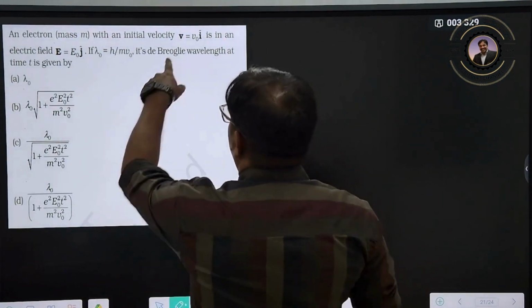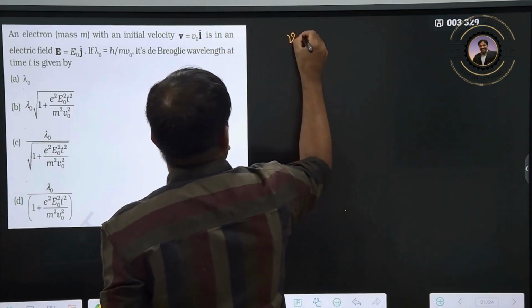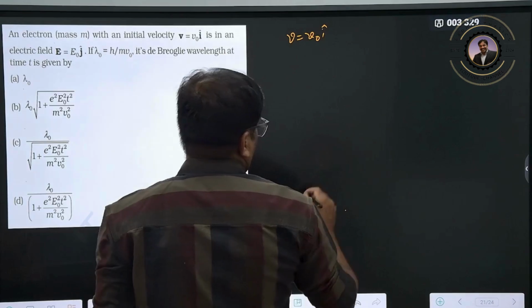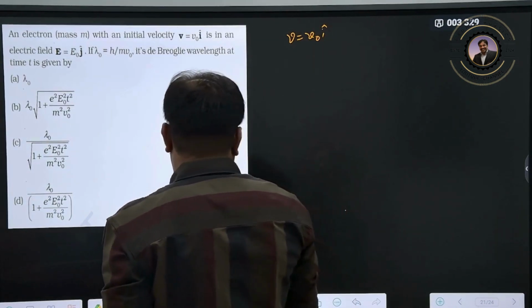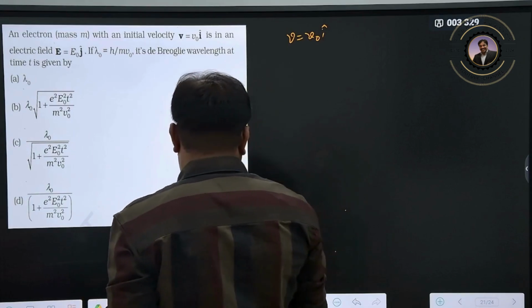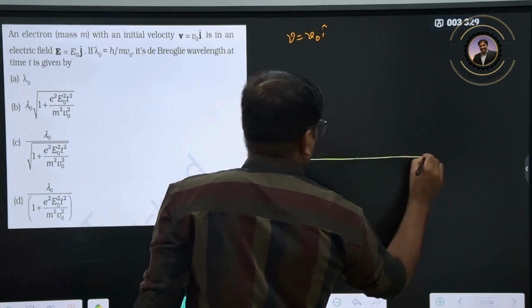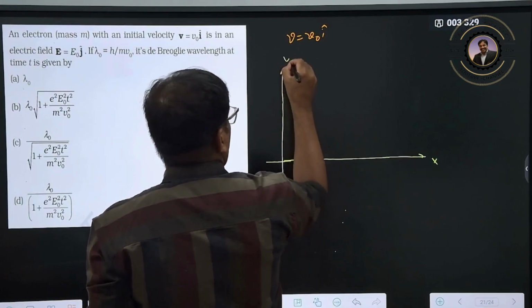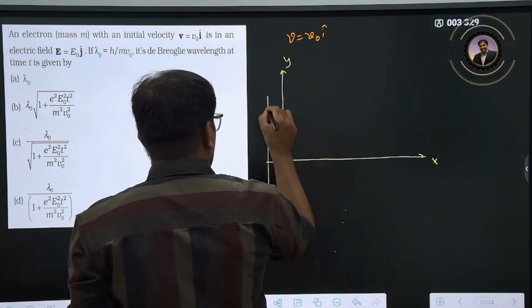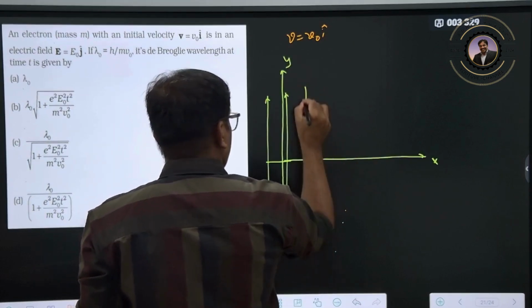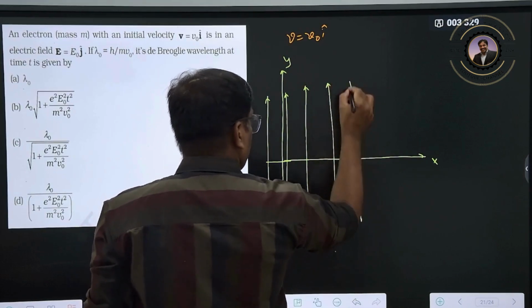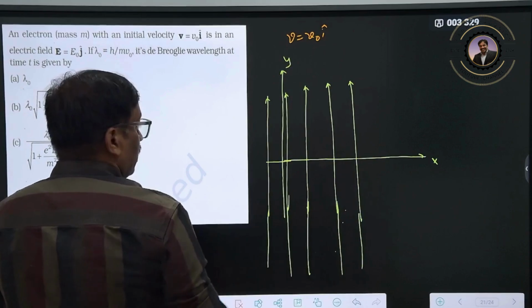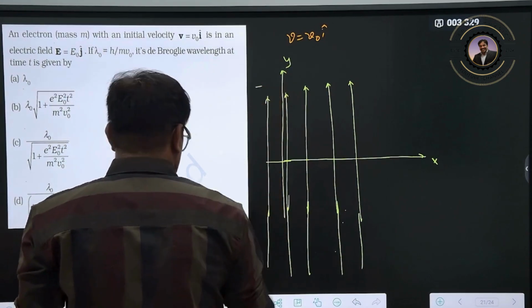Here the electron is moving with V equals V naught I cap, and the electric field is along the j cap, that means here it is two dimensional. So you can rewrite it: this side is your x axis, this side is your y axis. There will be an electric field here, clear. Electric field in which direction? Plus, and this is minus.